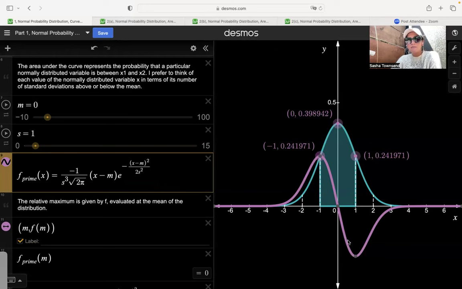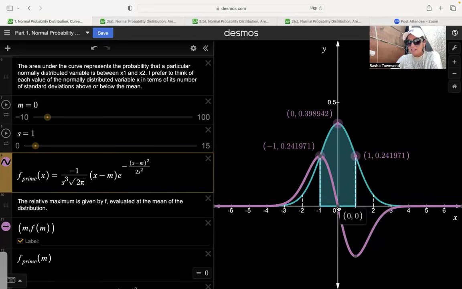And we see that the first derivative is decreasing from -1 to 1, so from 1 standard deviation below the mean to 1 standard deviation above the mean. And then from 1 standard deviation above the mean to infinity, f prime is increasing again. When f prime is increasing, that means the second derivative is positive, so the graph is concave upward. But we can see all of that. We can see the relative extrema.